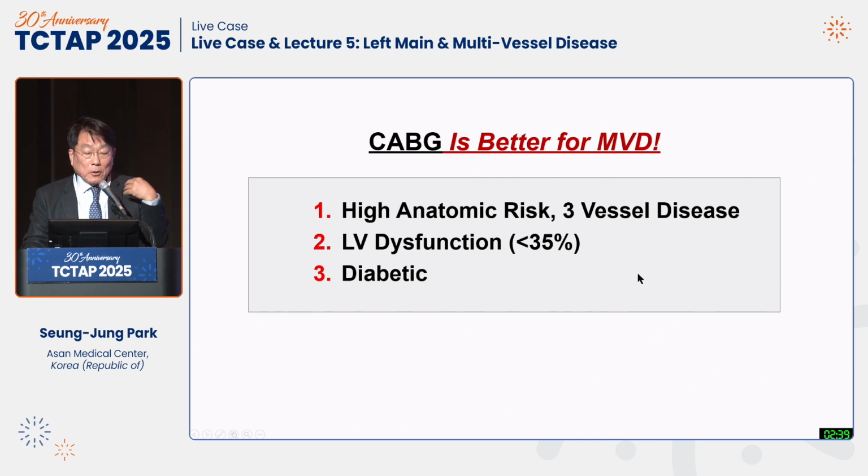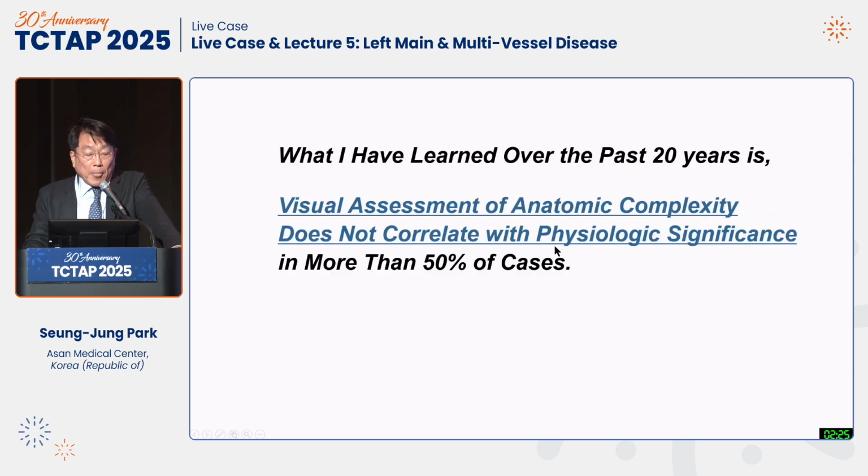So this is my conclusion. Bypass surgery is better for multivessel, high anatomic risk, 3 vessel disease, low ejection fraction. And up to this point, for the diabetic patient, maybe bypass surgery is better. Right, this I have personally learned over the past 20 years.